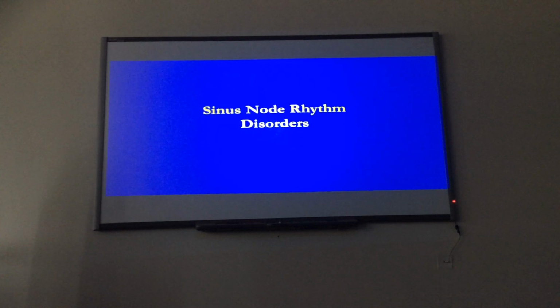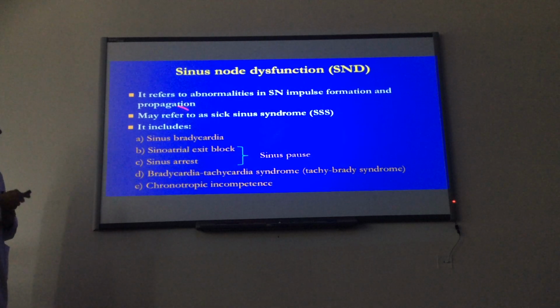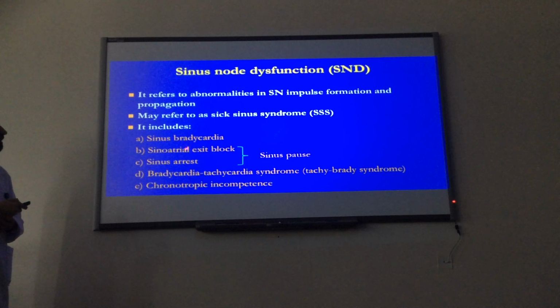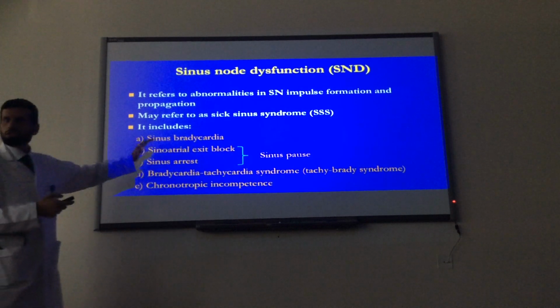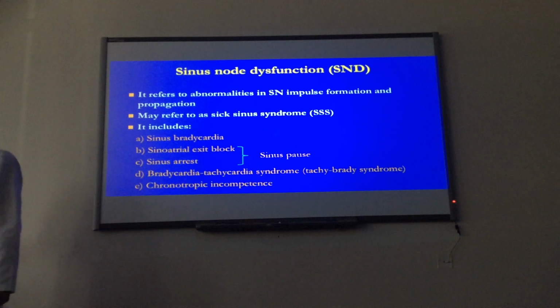Now let's talk about sinus node disorders or dysfunction. This is a problem with impulse formation in the sinus node or impulse conduction from the sinus node to the atrium. These are the two pathological problems that could happen. And we will discuss today sinus bradycardia, exit block, and arrest, the two we call sinus pause, and if you don't differentiate between the two, it's not important. Tachy-brady and chronotropic incompetence.